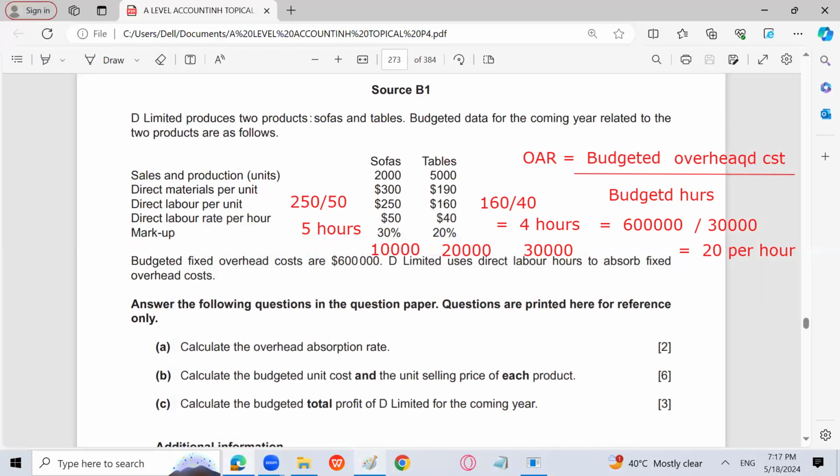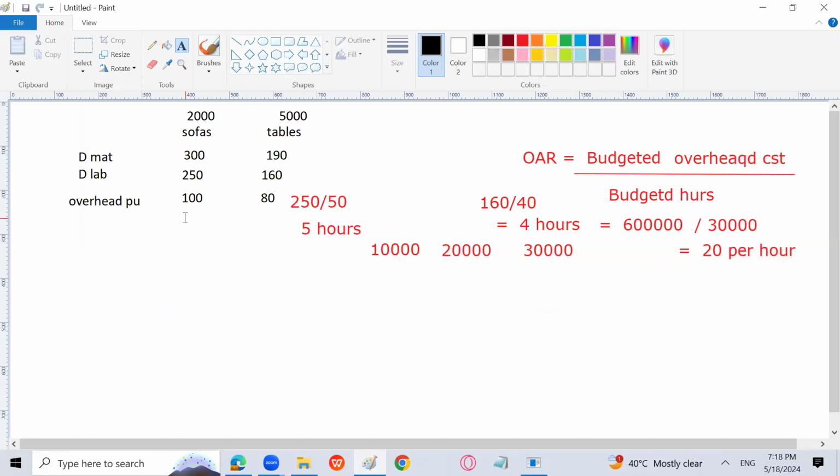Now the question arises in your mind, sir, $50 is not the overhead cost per unit. Wrong. That is the direct labor rate per hour. So what is consumed on each hour, the overhead absorption rate per hour, is going to be $20 per hour as we have calculated. So this is how we are going to find the unit cost: I will multiply 5 hours with $20. So I will get the overhead cost per unit of 100 for sofa, and for table I will get 80.